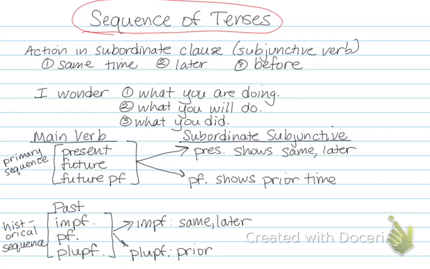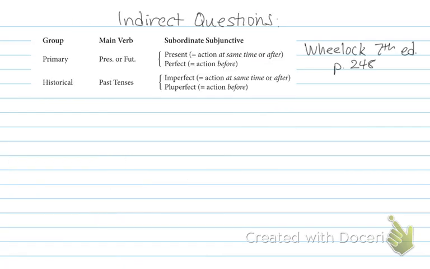So, last but not least, if you look at the chart in Wheelock on page 248, you'll see a nice summary of the sequence of tenses. Remember that some other books are going to call the historical the secondary sequence. So, let's do some Latin examples.